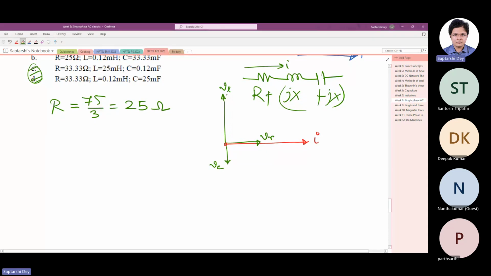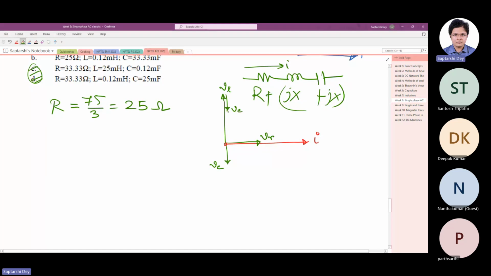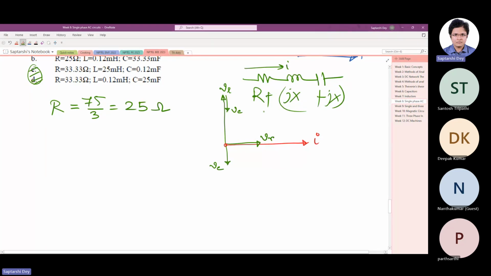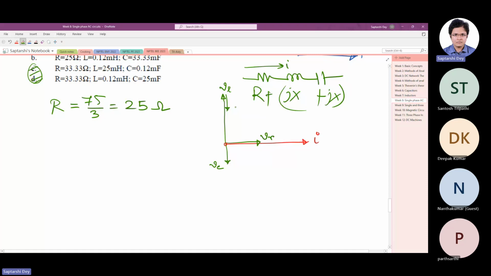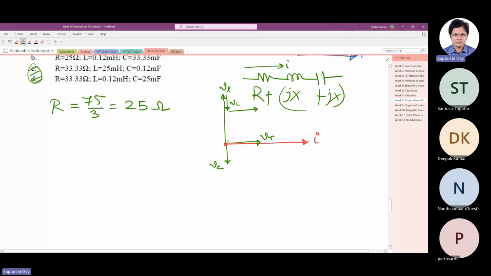Now if we do vector addition, VC comes here and VR is in this direction. Wait, let me draw it clearly. VC, VR was in this direction. So the addition is this. This is the source voltage, VS, the total voltage. Now this is theta. This theta we have to find out.